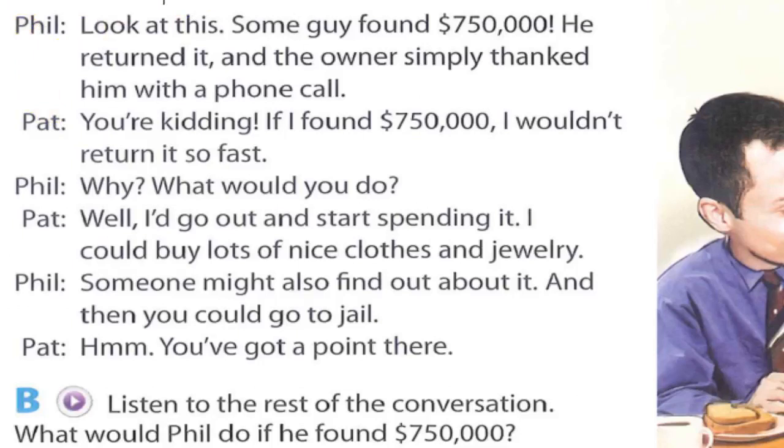Unit 15. What would you do? Page 100, Exercise 2, Conversation. If I found $750,000. Part A. Listen and practice. Look at this. Some guy found $750,000. He returned it, and the owner simply thanked him with a phone call. You're kidding. If I found $750,000, I wouldn't return it so fast. Why? What would you do? Well, I'd go out and start spending it. I could buy lots of nice clothes and jewelry. Someone might also find out about it, and then you could go to jail. Hmm, you've got a point there.